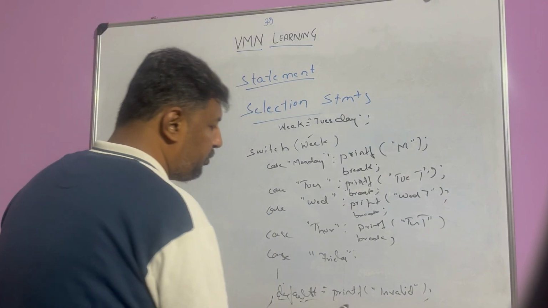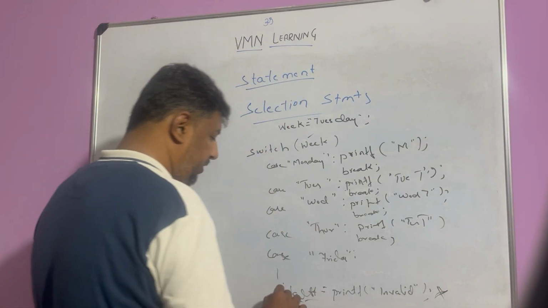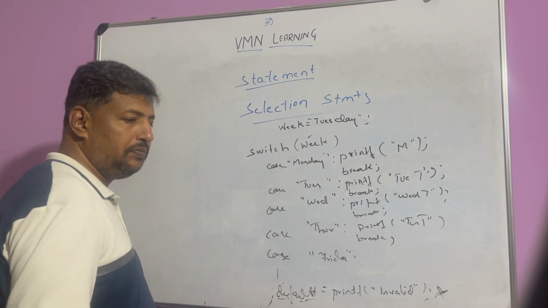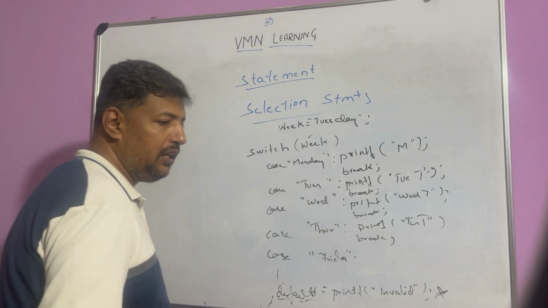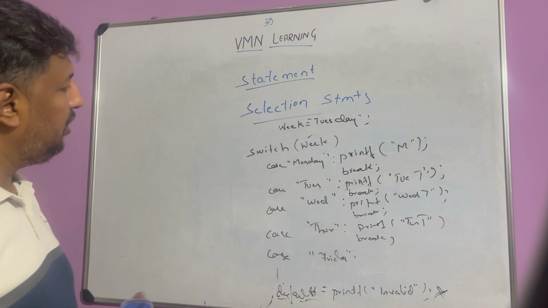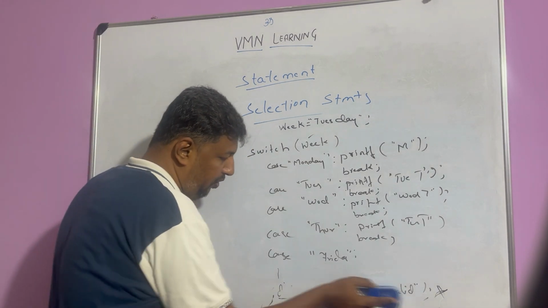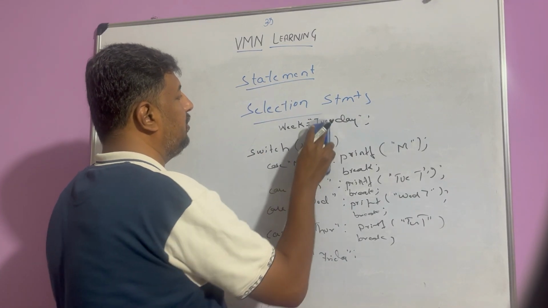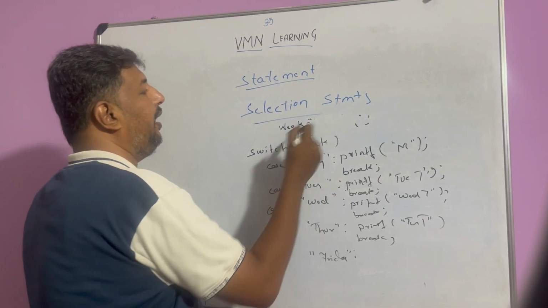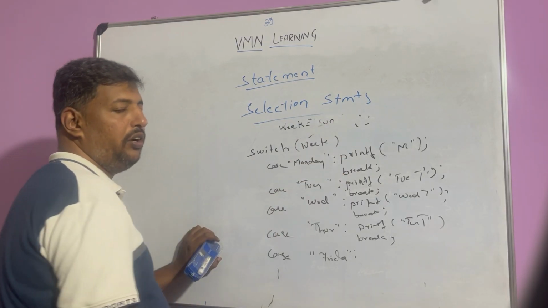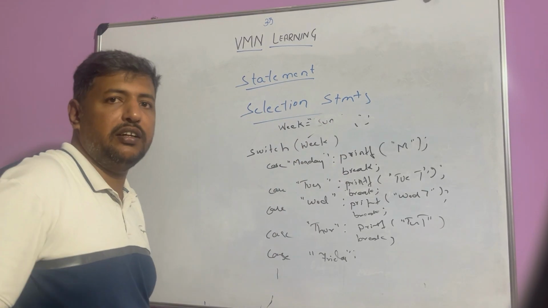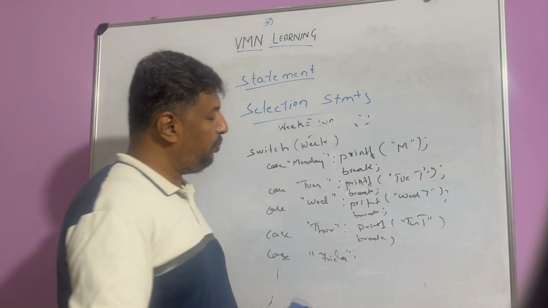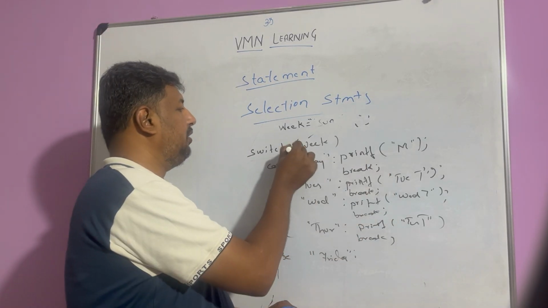And this default is optional. If it is not there and nothing is matched, it will come out. If default is not there and, as we have not taken Sunday, I say Sunday, instead of printing invalid or something, it will not do anything. You will not get any response back. You understood, right?